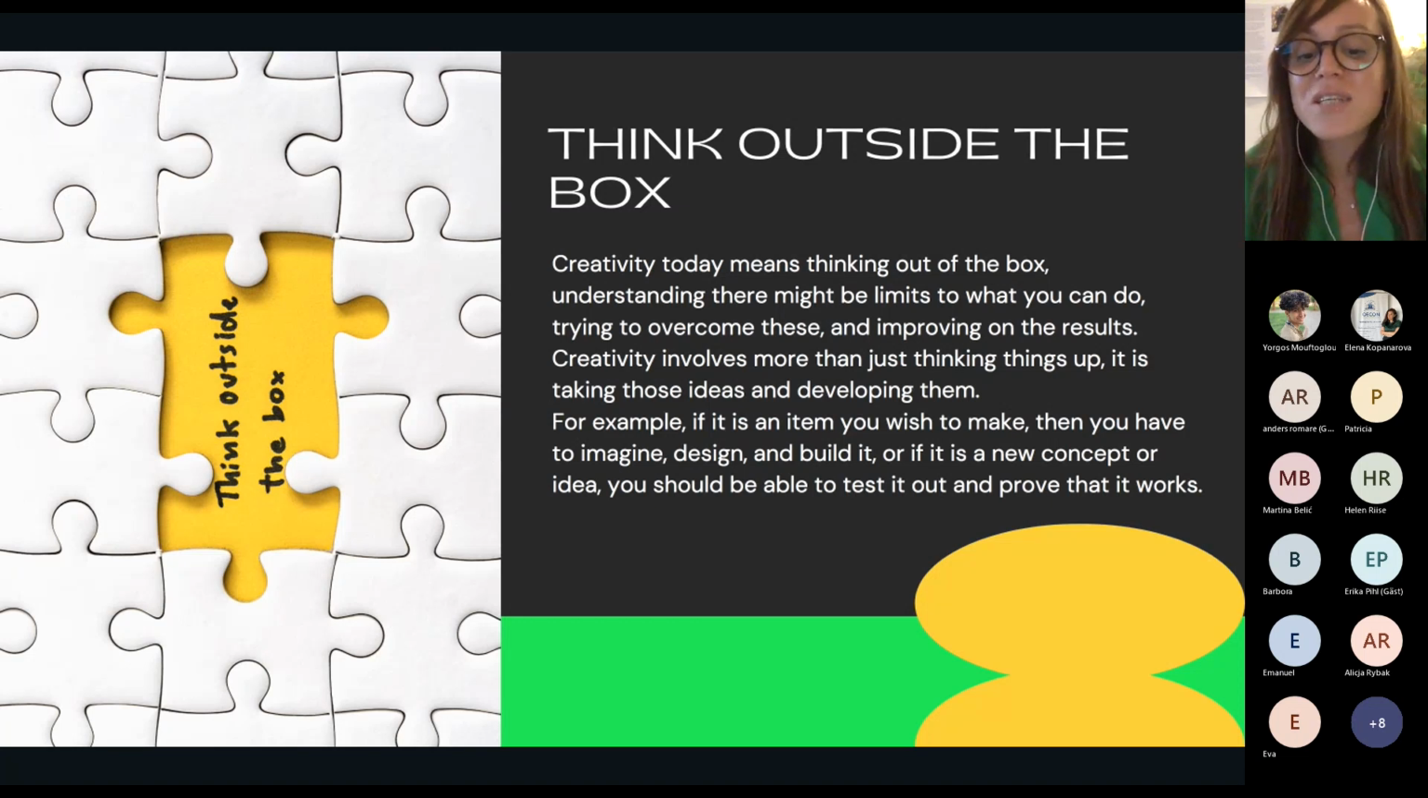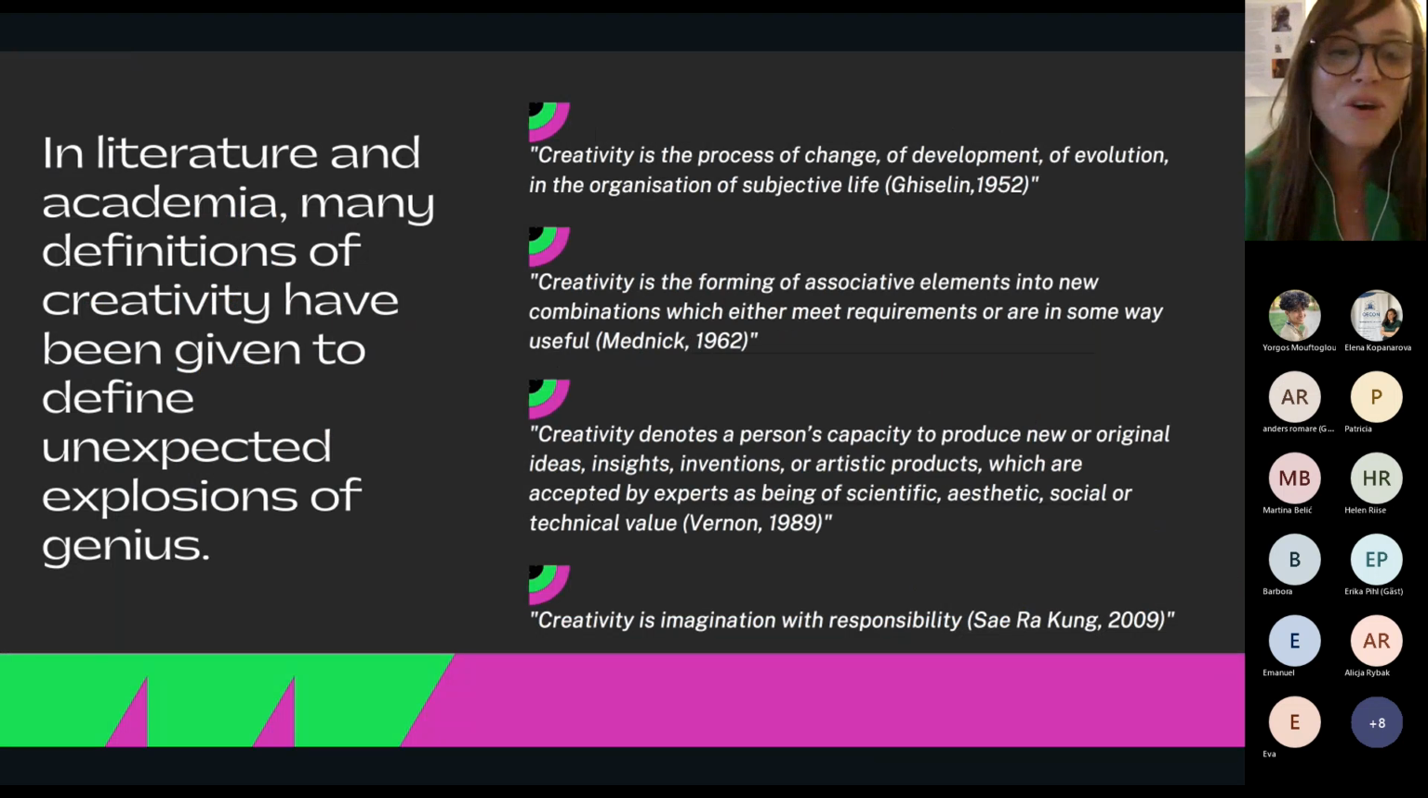Creativity involves more than just one thing. It is taking those ideas and developing them all together. For example, if it is an item or a project that you wish to make, then you have to imagine this idea, design this idea, and then build this idea or put it in practice. Creativity is not only the ability to generate new ideas, but also the ability to put them in practice, to prove that these ideas are working. I think this is one of the most difficult things.